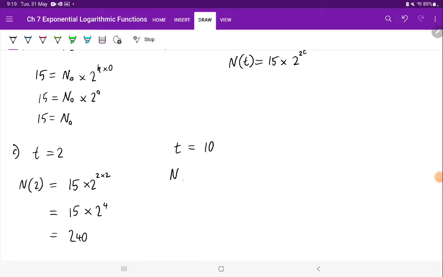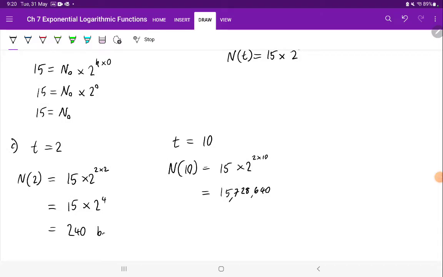So to work out after 10 hours, well, that's going to be t equals 10. We're going to get 15 times 2 to the 2 times 10. And this is certainly not human workoutable. After a brief trip to calculator land, we come back with 1572864. Put in our commas, and we can read that as 15,728,640. So there'll be 240 bacteria after just 2 hours, and then after 10 hours there will be over 15 million bacteria.